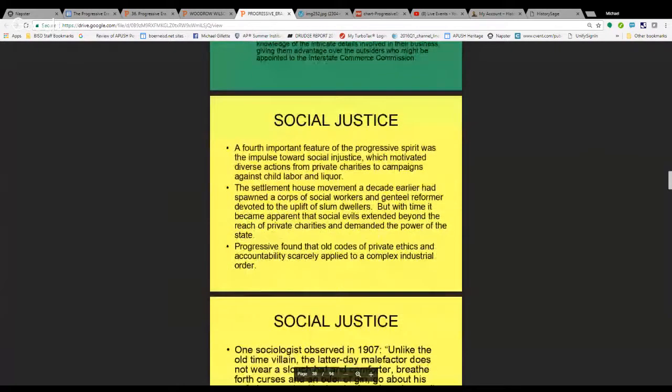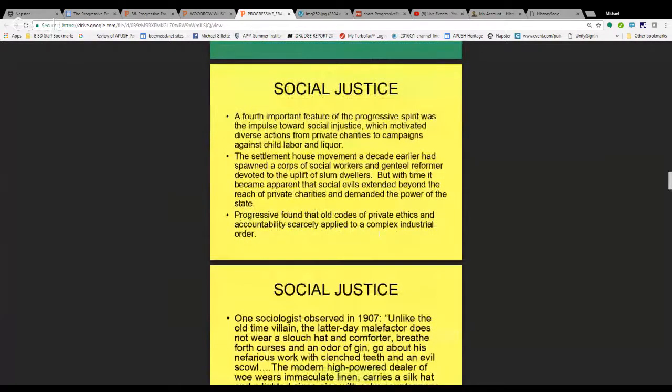The fourth attribute of progressivism is social justice. It says here, a fourth important feature of the progressive spirit was the impulse towards social justice, which motivated diverse actions. You saw that in the speed dating activity. You saw how diverse these social justice movements were.